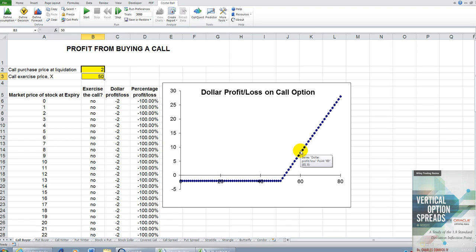And if the asset went up to 60 or 70 or 80 while you hold this option, clearly just prior to expiry, you might go ahead and just sell this option, or you might even exercise it.